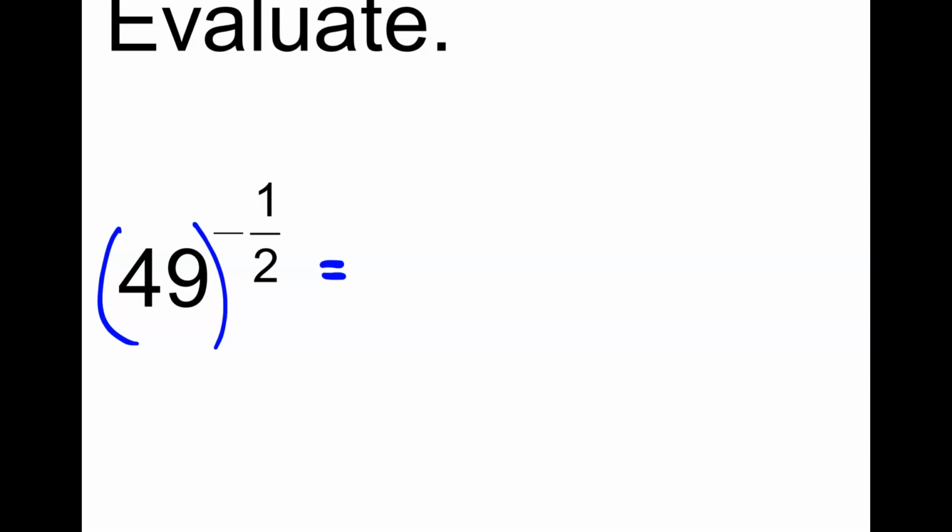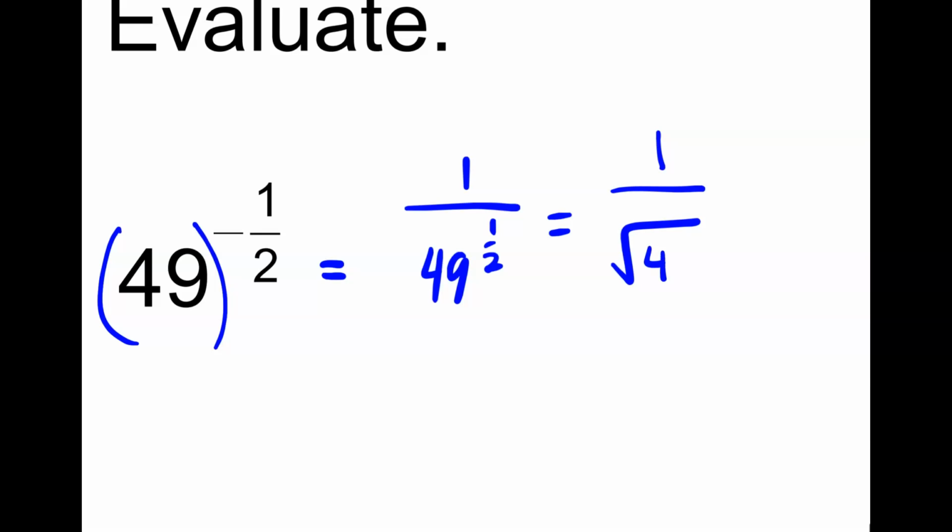This is how your book wants me to solve it. So I have 49 to the negative 1/2. This will be the same thing as 1 over 49 to the half. We know what this is. This is just 1 over the square root of 49. What is the square root of 49? 7. So this is just 1/7.